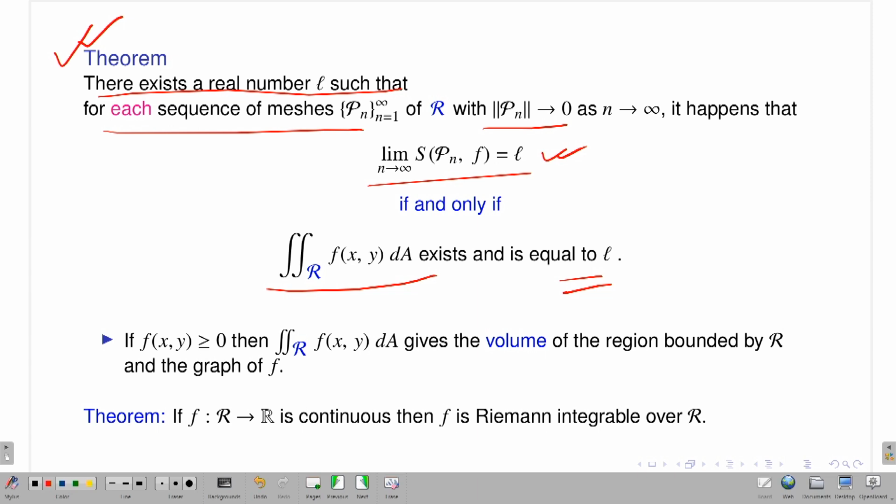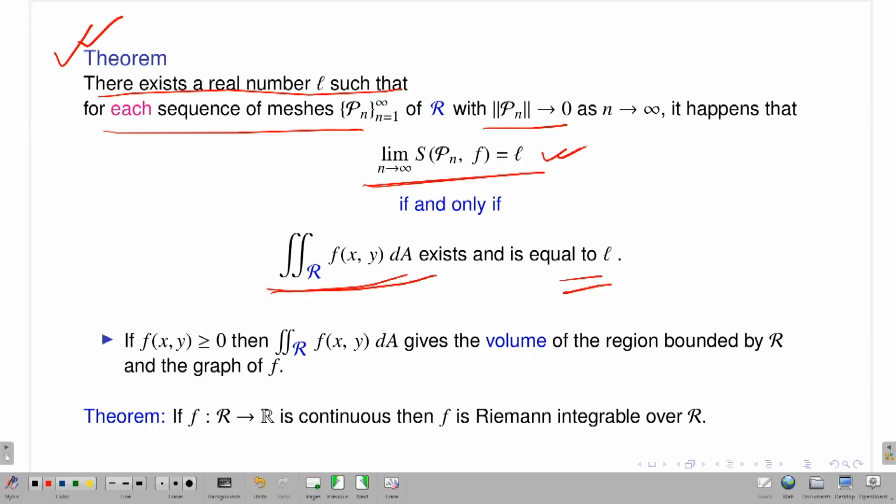If the limit of the Riemann sum exists, that means if the limit as n approaches infinity of S(P_n, f) exists, and suppose the value is L, then I will say that my function is Riemann integrable. That means the double integral over R of f(x, y) dA exists, and it is exactly equal to the value of the limit L, which is nothing but the limit as n approaches infinity of S(P_n, f).